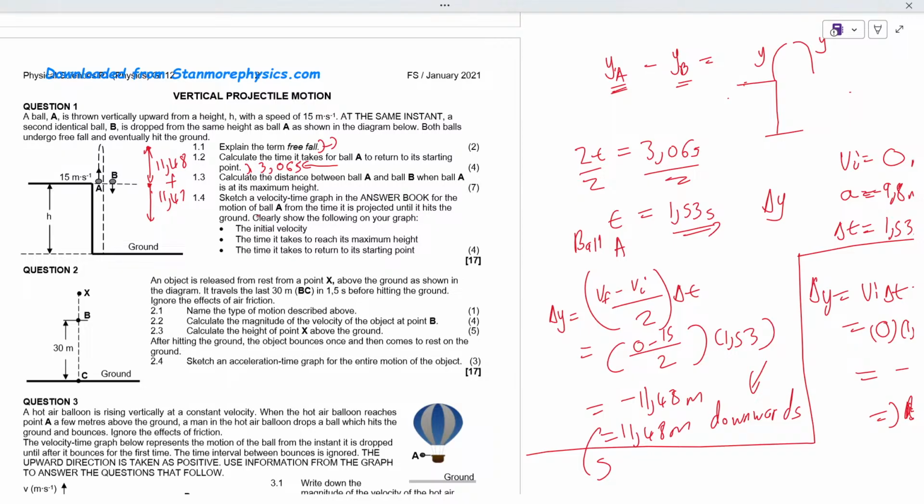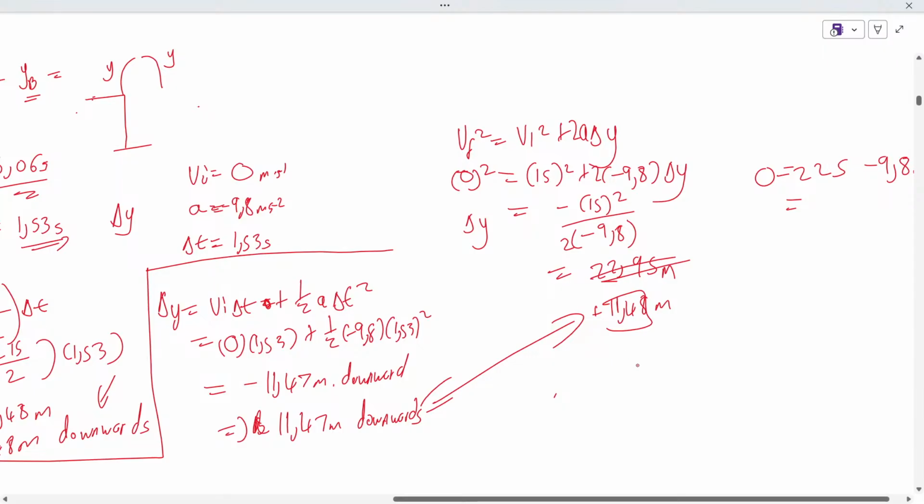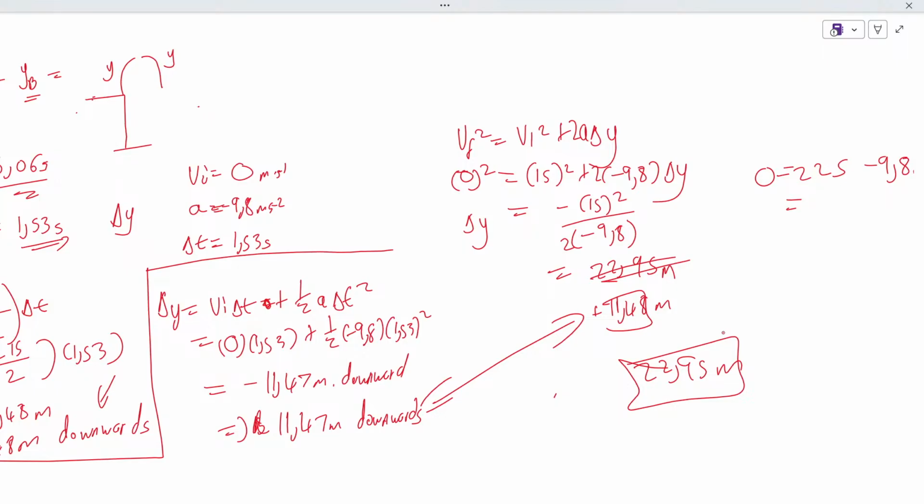I got 22,95 meters. Okay, there it is. We'll confirm at the end.